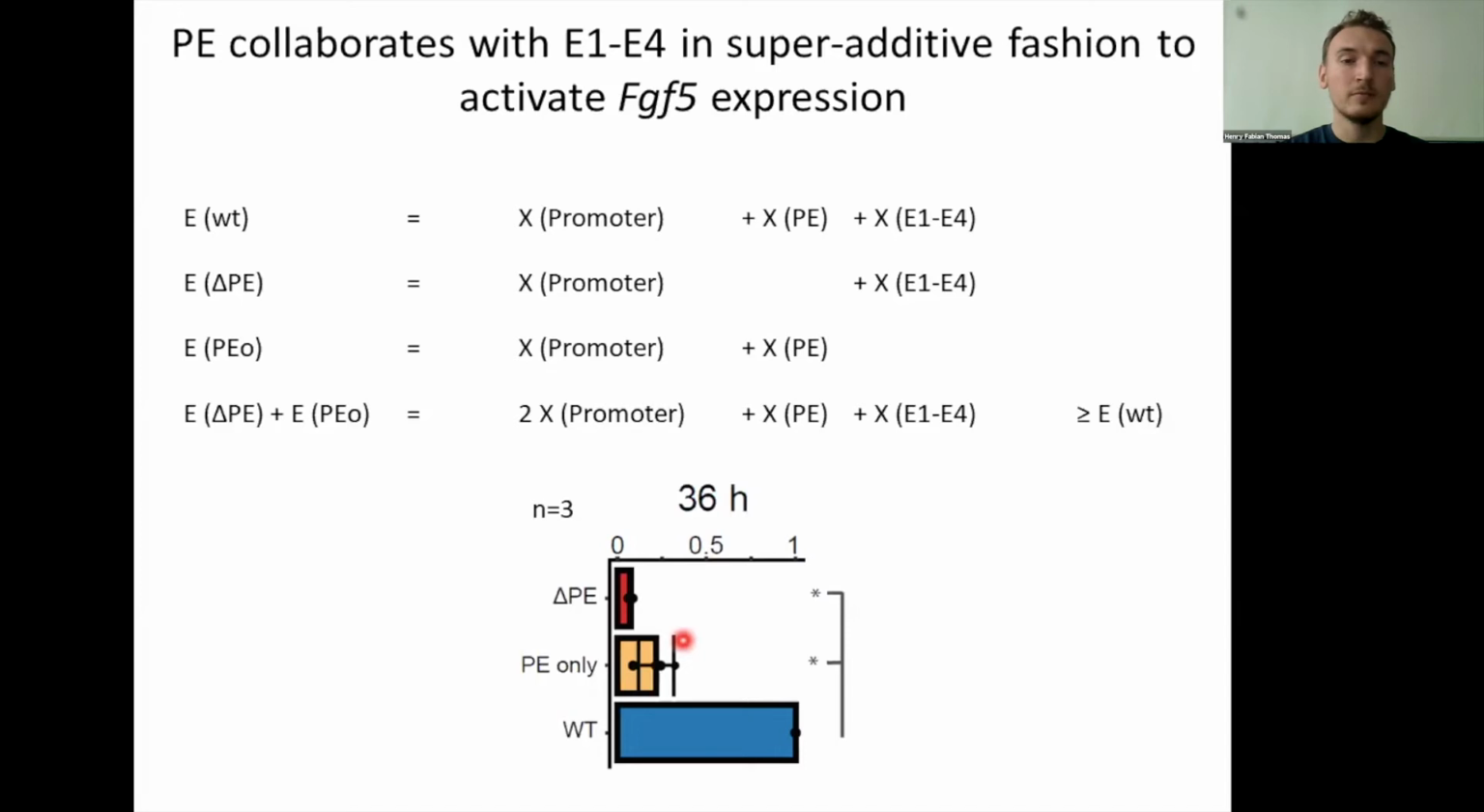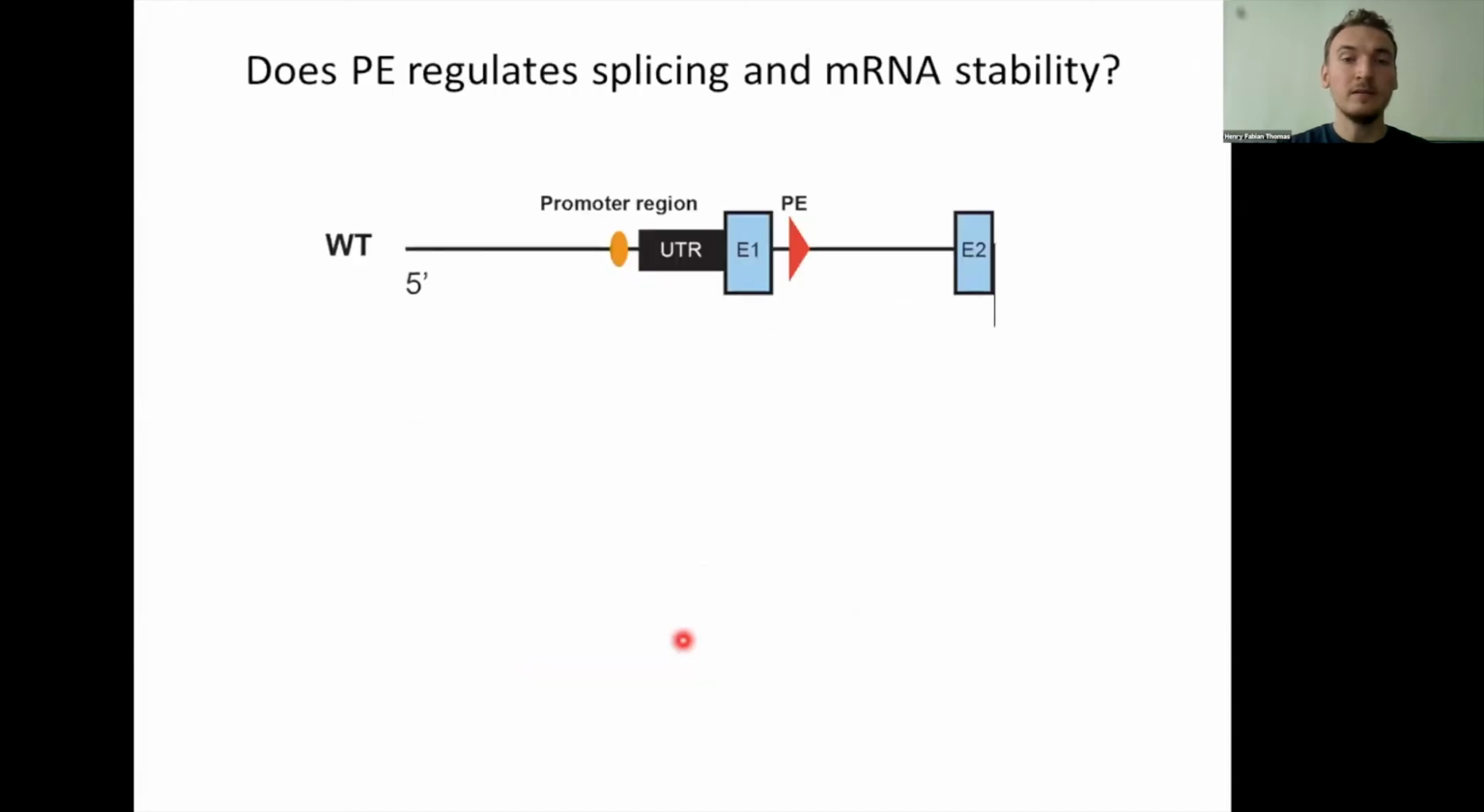However, one thing that we were concerned about is that PE might not be an actual enhancer because it resides within the intron, so it might also have an effect on, for example, splicing, mRNA stability, or some post-transcriptional mechanism.